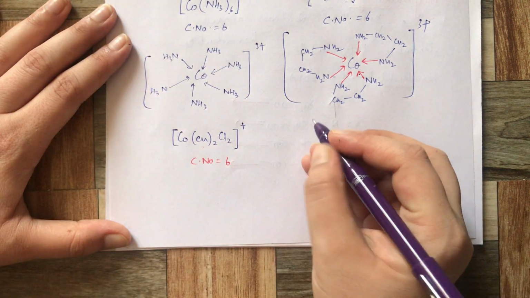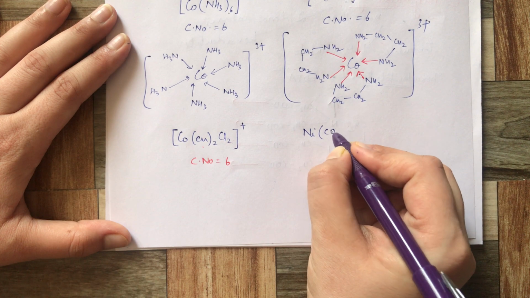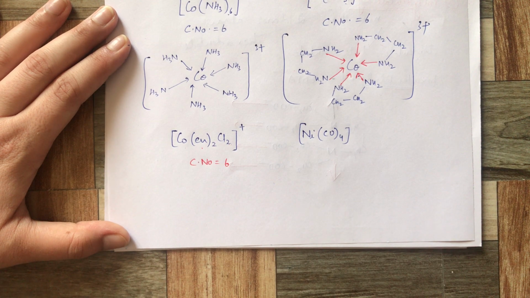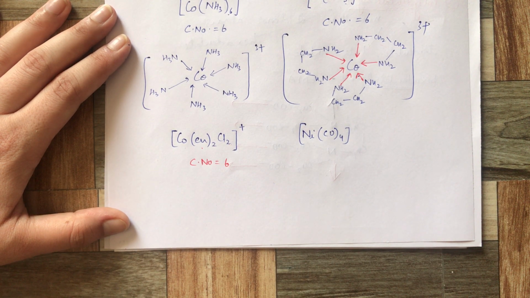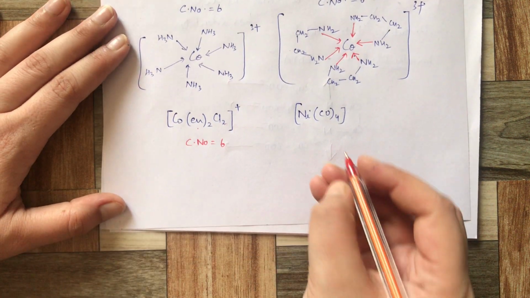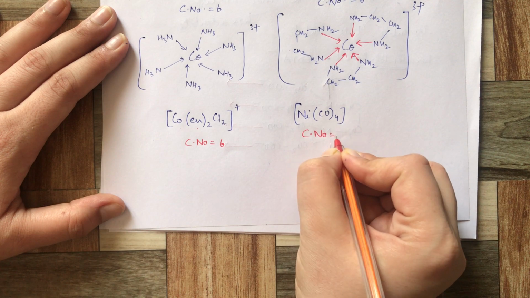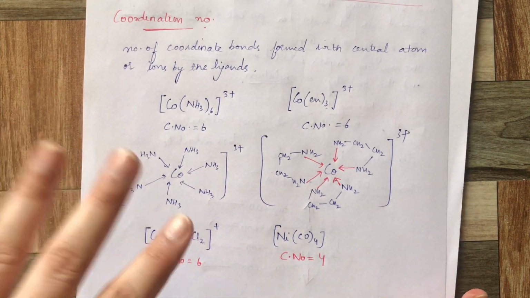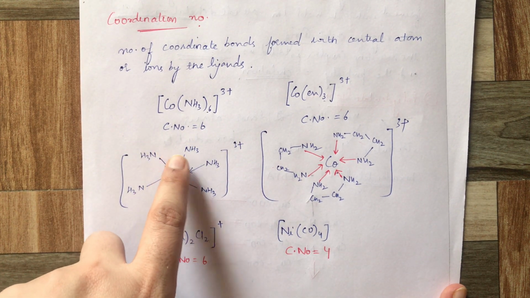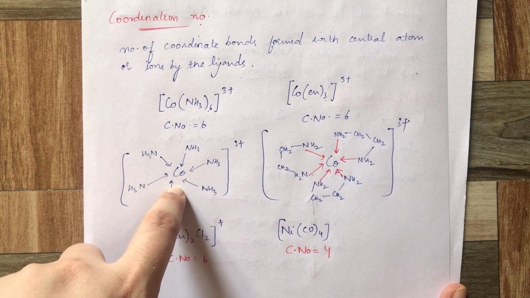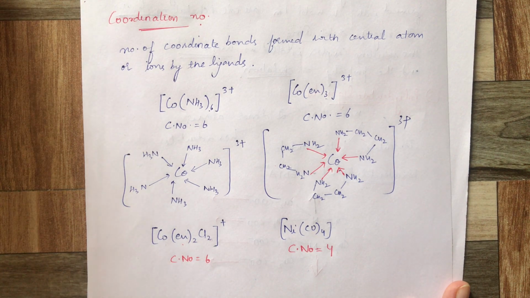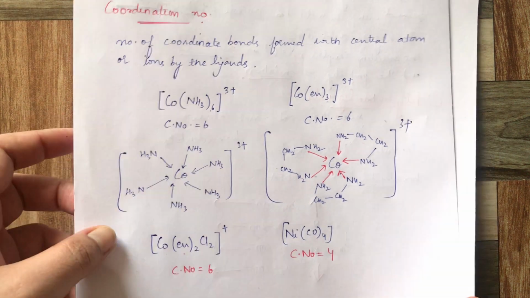There is another example. Suppose we have Ni(CO)4. Here CO is a unidentate ligand. The point is that you should know which ligands are unidentate and which are bidentate. We'll discuss that in tabular form. In this case, the coordination number is 4. So what is the coordination number? In the coordination sphere, the number of coordinate bonds formed around or with the metal ion is called the coordination number, right?